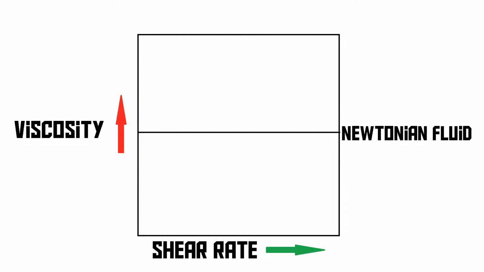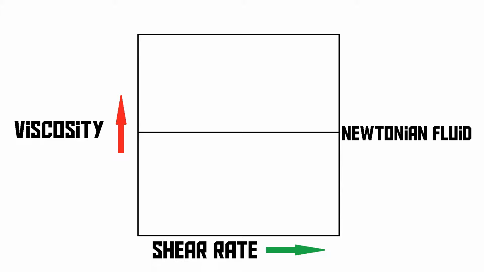is a Newtonian fluid. So why is this line straight? Well, because the viscosity doesn't change as the shear rate increases. In other words, it doesn't matter if we gently press a spoon into the water or we smash it with a hammer, the water stays the same. The thickness of the water, the viscosity, doesn't change.